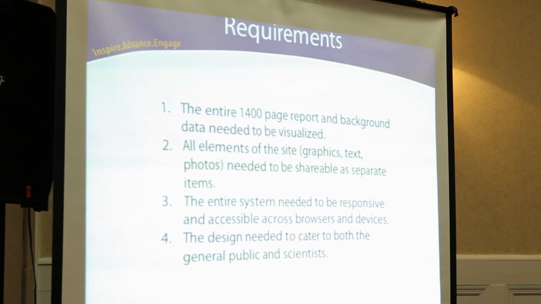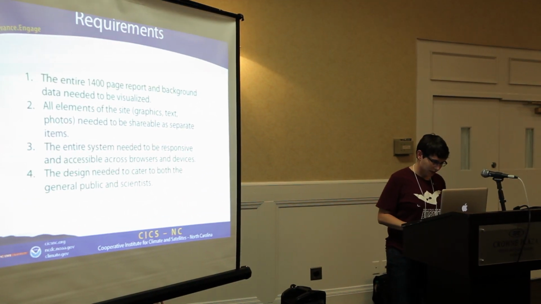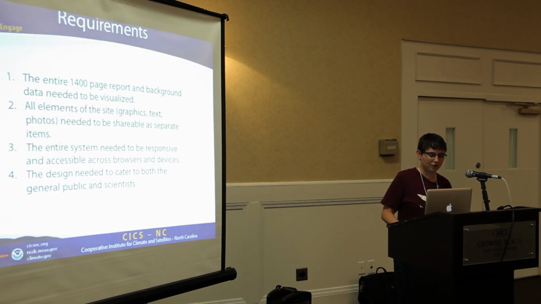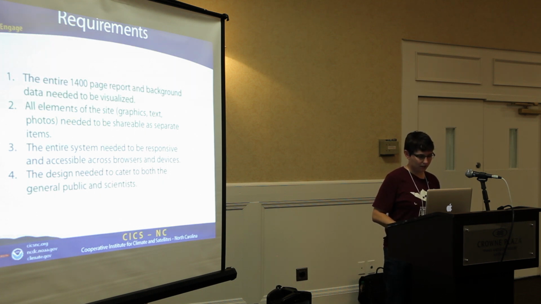The requirements. At the time we began developing the website, the document was 1,400 pages of raw content that included references and one single column, and any of the background data that needed to be visualized was all in there. So the entire 1,400 page report and background data needed to be visualized. All elements of the site, including graphics, text, and photos, needed to be shareable as separate items. The entire system needed to be responsive and accessible across browsers and devices, and the design needed to cater to both the general public and scientists.